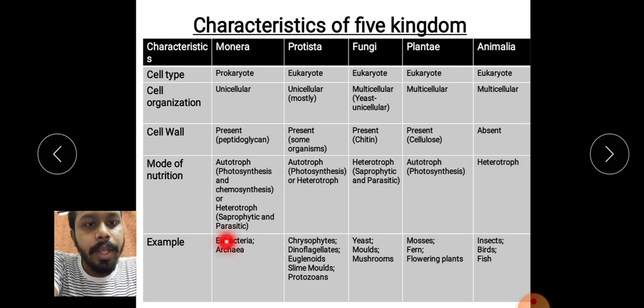Okay, so for example, in Monera the examples are Eubacteria and Archaea, and in Protista they are Chrysophyta, Dinoflagellates, Euglenoids, Slime Molds and Protozoans, all present in the Protista kingdom. And in the Fungi kingdom, there are yeast, mold, mushrooms. And in the Plantae kingdom, mosses, ferns and flowering plants are present. And in Animalia, insects, birds, fish are present. So these are the examples of these different kingdoms.